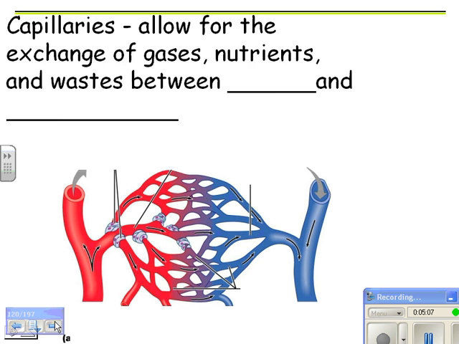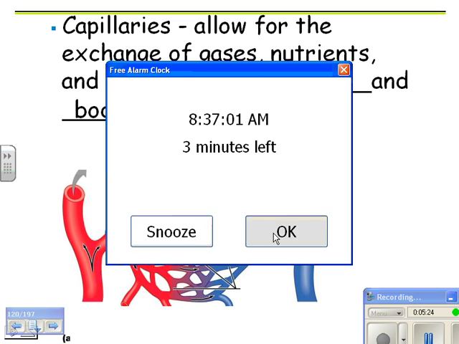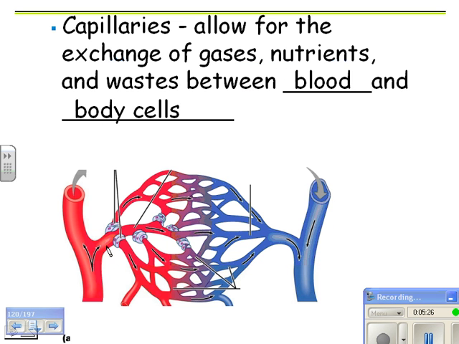The littlest blood vessels are called capillaries, and I was afraid I spelled it wrong, but it was right. So they allow for the exchange of gases, nutrients, and waste between the blood. So the blood is inside these little tiny blood vessels and the cells of the body. So let's take a look at this. Here's an artery, or it's actually a tiny little artery. It has a special name, but we'll call it an artery.